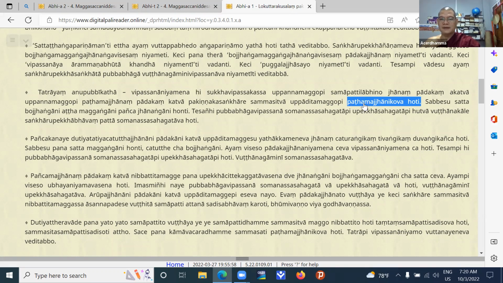So definitely, if he is a Sotapanna, he will attain Sakadagami magga, and that Sakadagami magga will be associated with the first jhana. If he is a Sakadagami, he will attain Anagami magga, which will be the Anagami magga with the first jhana. If he is an Anagami, he will attain Arahata magga, which will be the first jhana Arahata magga for these people.